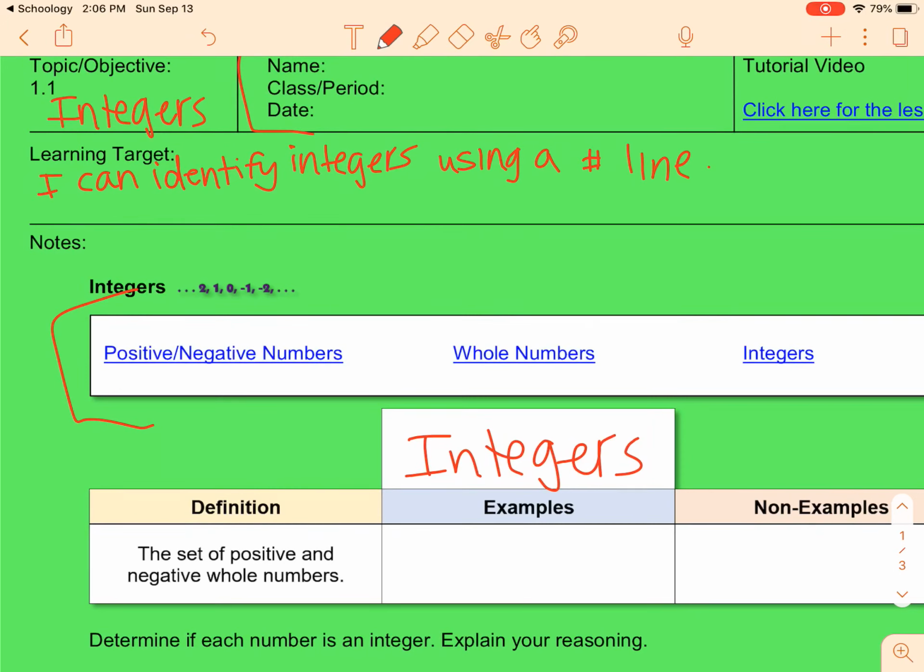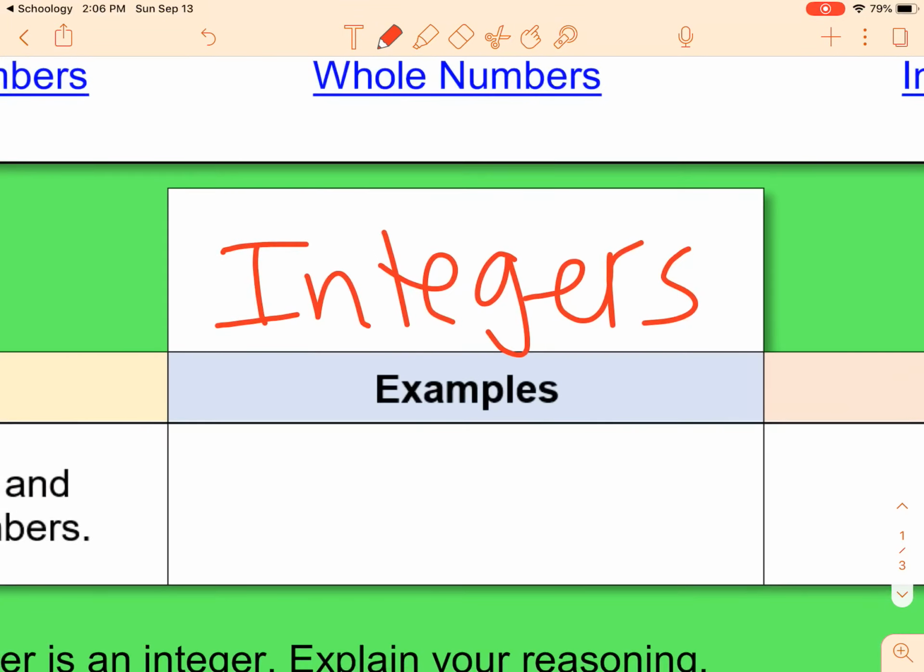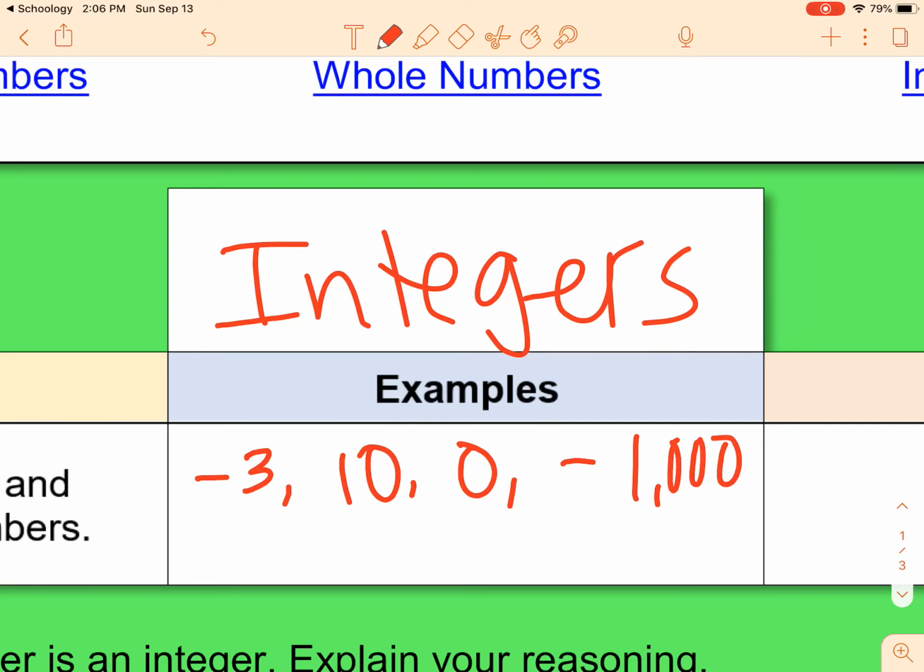Integers is the set of positive and negative whole numbers. Remember, a whole number would be 0, 1, 2, 3, 4, 5, 6, all the way up to infinity. There are no decimals, no fractions, it's just a whole number. Integers can be positive or negative. Some examples of an integer could be -3, 10, 0, -1000, and so on. There are so many different integers you can list. Go ahead and list a few more if you can think of some.